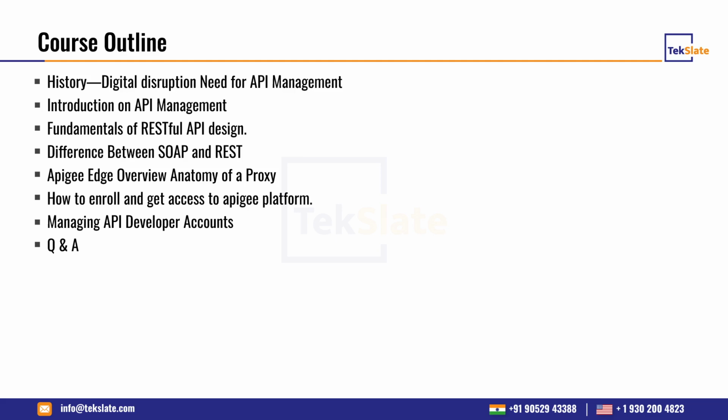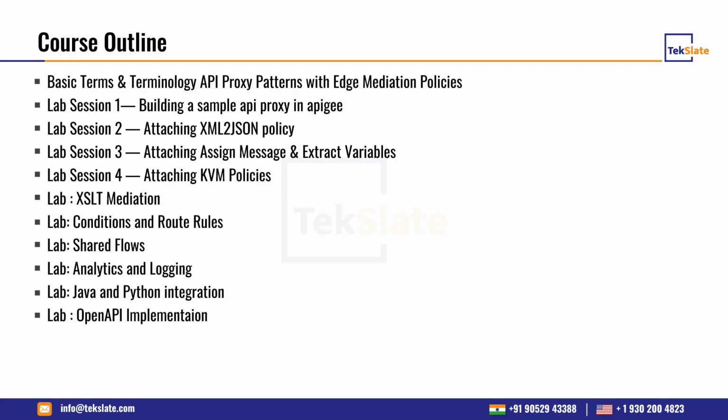We will then move to the Apigee Edge overview, and we'll see what an API proxy consists of. We will cover the anatomy of the proxy. We will then see how we enroll and get access to the Apigee platform. For that, we will use the Apigee trial account, which is completely cloud-based, so you don't need much installation. Then we will see how we manage developers, and we will answer any questions or queries on this process. After that, the next thing will be to understand the basic terms and technologies for the API, proxy patterns, and we will see Apigee Edge mediation policies.